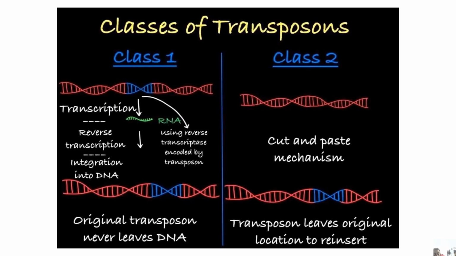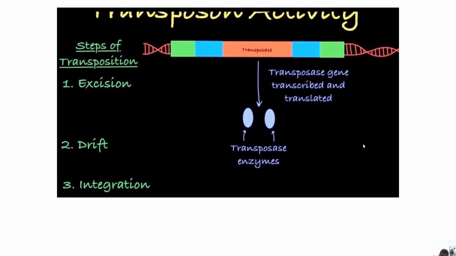So there are class 1 and class 2 transposons. Class 1 uses an RNA intermediate with reverse transcriptase encoded by the transposon, and class 2 uses a cut and paste mechanism. For class 1, the original transposon never leaves the DNA, and the class 2 transposon leaves its original location to reinsert. The first step is excision: the transposase gene is transcribed and translated, producing the transposase enzyme, then drift and integration.